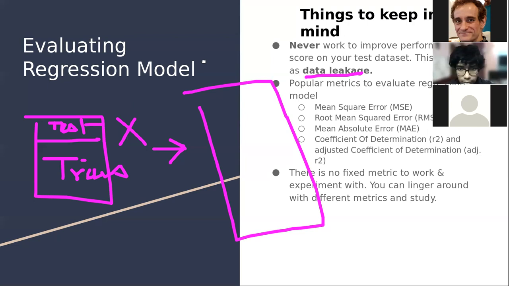How much is left? 1, 2, 3, 4, 5. 5 more slides. How much time do we have?